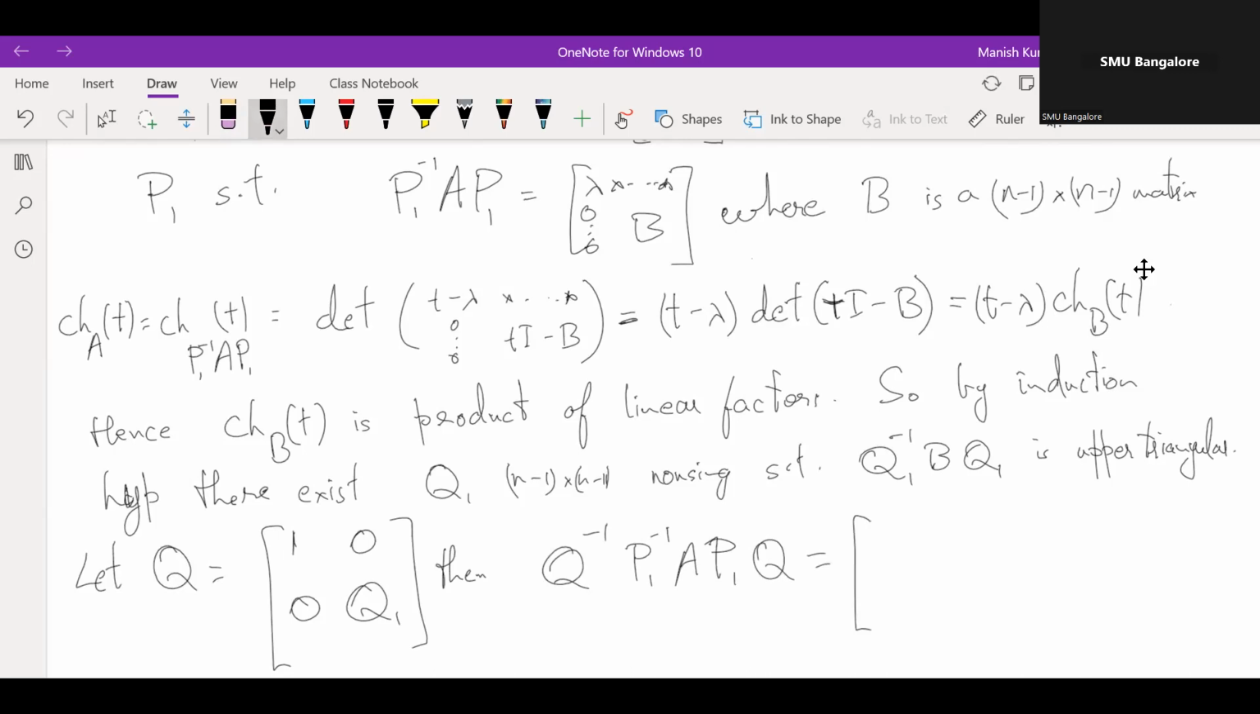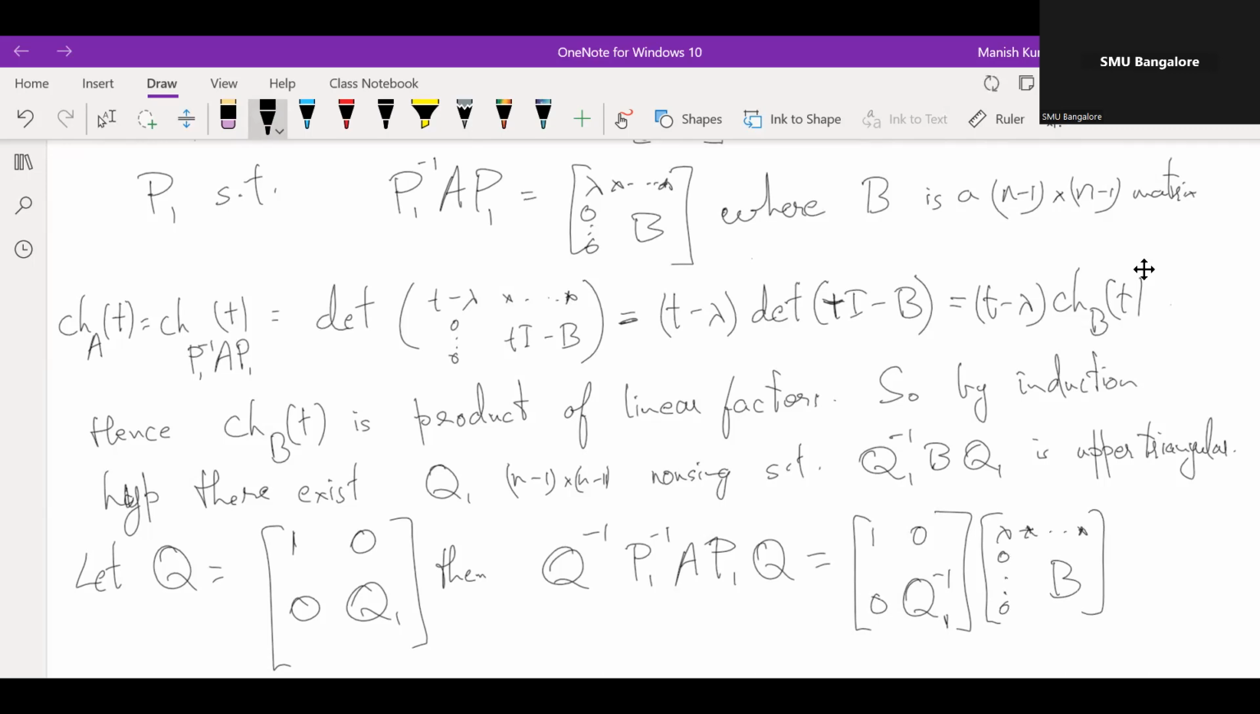It's a block diagonal matrix. So Q inverse is just 1, Q1 inverse, 0, 0. If you multiply these two, you'll get identity. So this is what Q inverse is. P1 inverse A P1 we know is of this form, so let's just write that one, with zeros and B here.